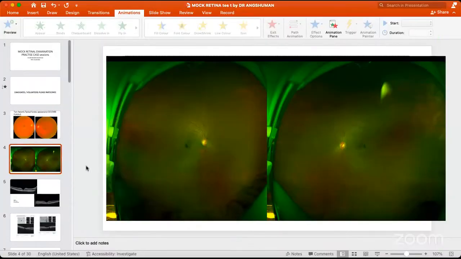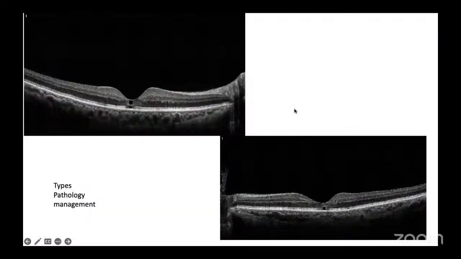Yes, there are some pigments around the fovea, not exactly involving the fovea, but around the fovea there are some pigments or some crystals in this image. So what other differentials can you have? Can you describe the OCT?